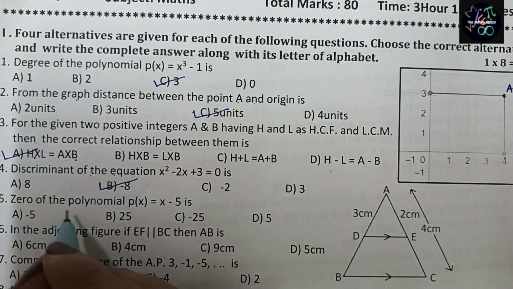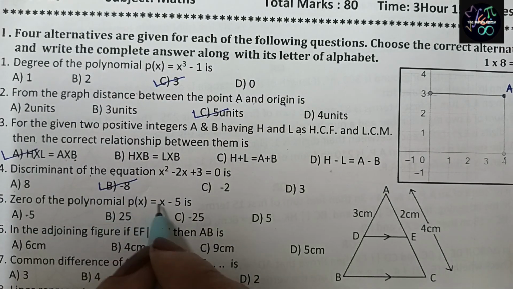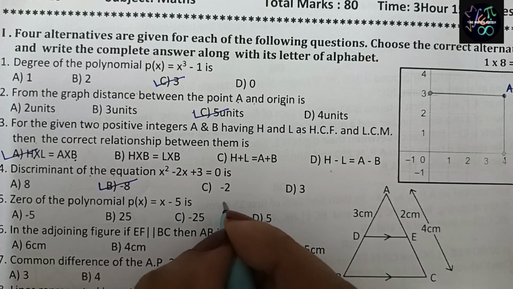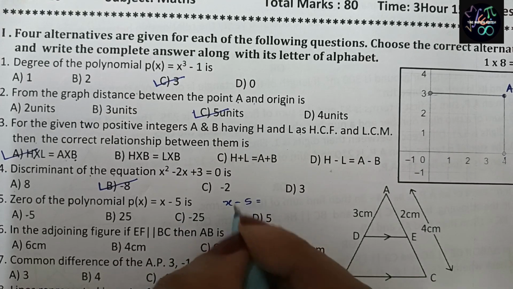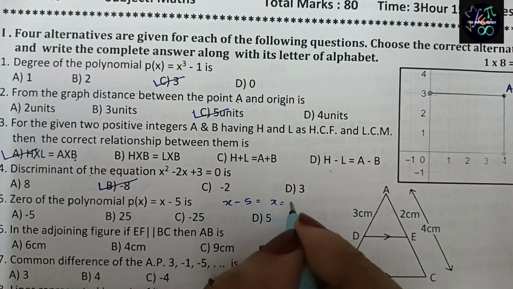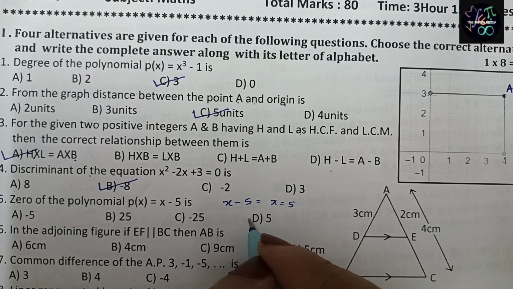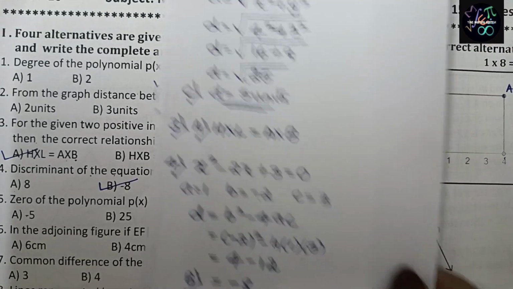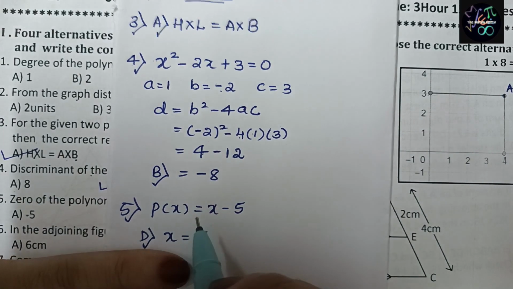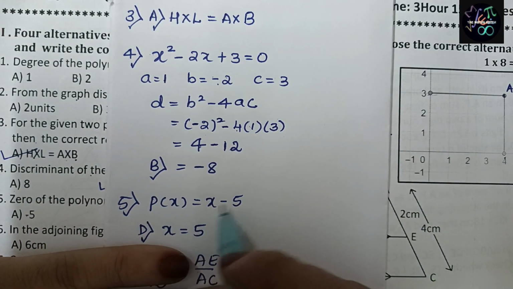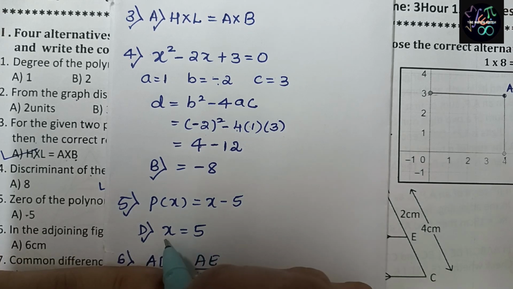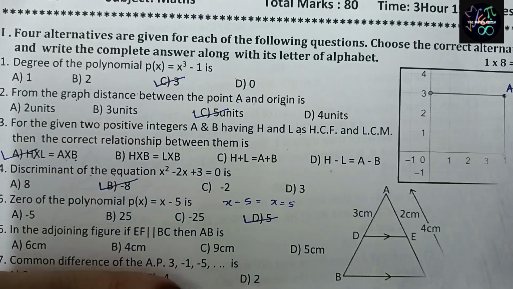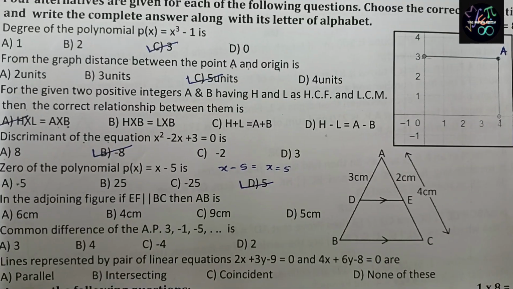Okay. Zeros of polynomial p of x, x minus 5 is. We know that x minus 5 is nothing but x is equals to 5. So the correct answer is D, 5. Minus 5 they have given, right? So I have solved here. p of x is equals to x minus 5, x is equals to minus 5, we take this side 5. So the correct option is D, 5. Let us see the next question here.